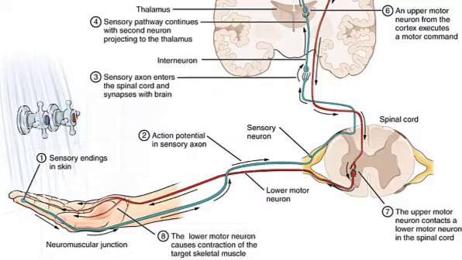And then number seven, the upper motor neuron sends an action potential down to the spinal cord. The target of the upper motor neuron is the dendrites of the lower motor neuron in the gray matter of the spinal cord. And finally, in number eight, the axon of the lower motor neuron emerges from the spinal cord in a nerve and connects to a muscle through a neuromuscular junction to cause contraction of the target muscle.